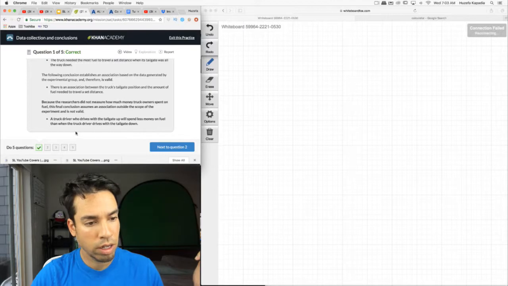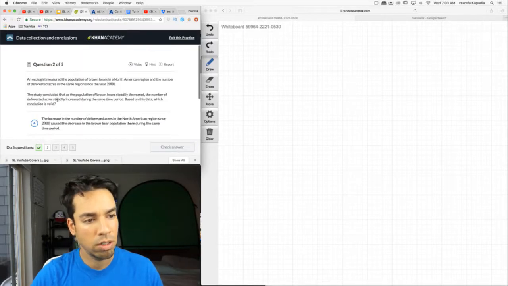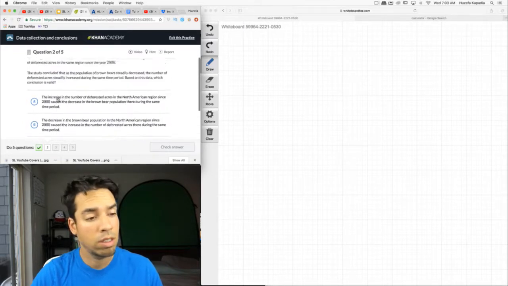Truck driver who drives with the tailgate, this final conclusion assumes an association outside. So it's just a little stretch, but it wasn't like a crazy conclusion.